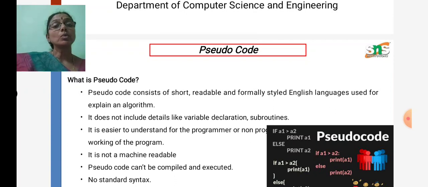It does not include details like variable declaration, subroutines and functions, all the things in detail like a programming language description, but it is intermediate between the algorithm and the programming language. So it is a combination of both. It is easy to understand the logic of the program, for a programmer or non-programmer. It is not machine readable. Pseudocode cannot be compiled and executed. We don't have any standard syntax to represent pseudocode.